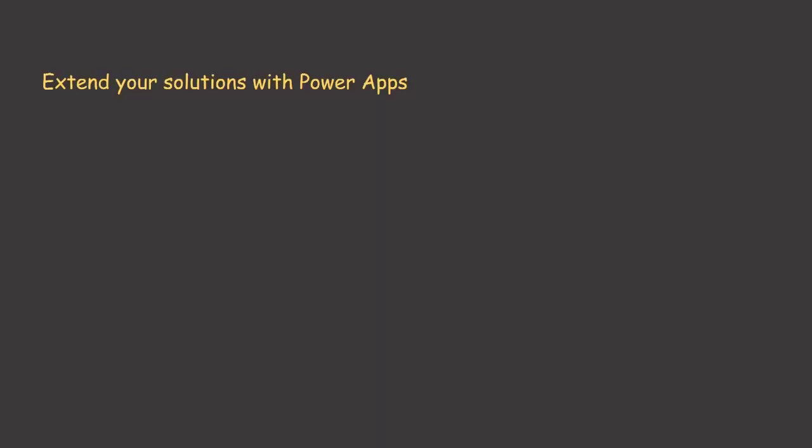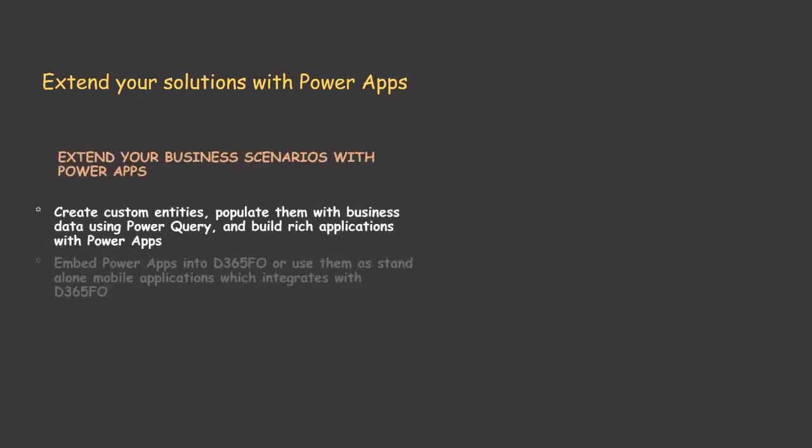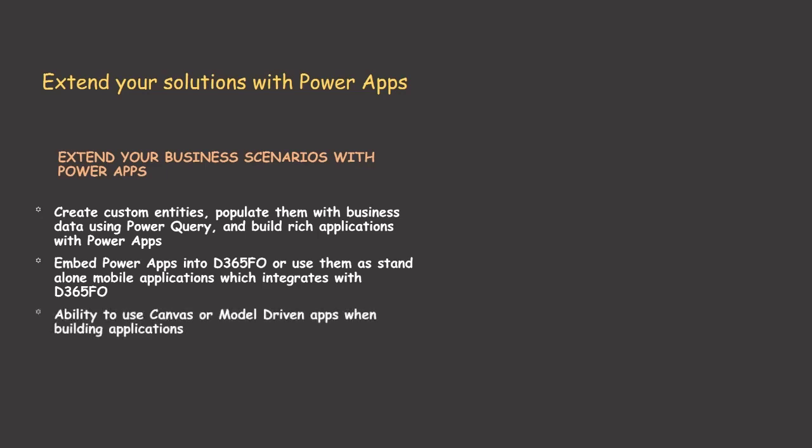And let's look at the F&O and the Power Apps part. So we'll see how we can enable the business, how we can enable the Power Apps with the D365 FinOps. And you can create custom entities, populate them with business data using the Power Query, and you can build rich applications. You can embed, that's the best part of it, you can embed the Power Apps into the D365 F&O, so that comes out of the box.